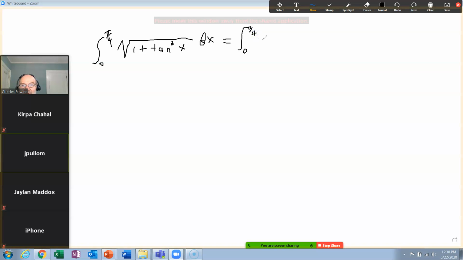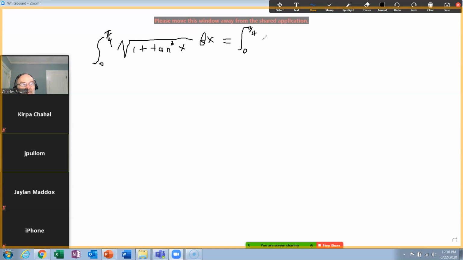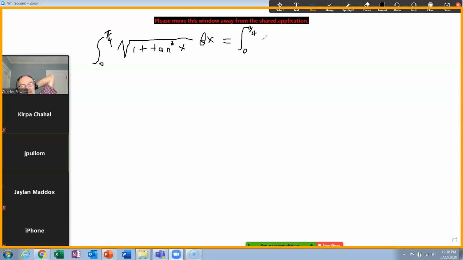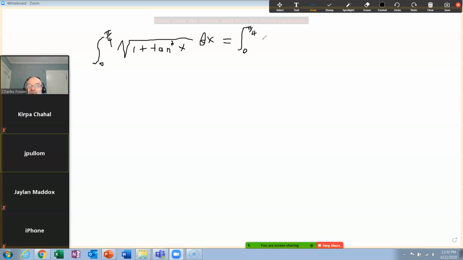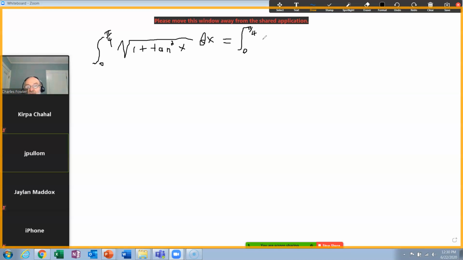Zero to pi fourths. Well, 1 plus tangent squared, remember there are multiple ways to express the Pythagorean identities. Anytime you have a trig function with a square in it, think Pythagorean identity. Well, one of those is secant squared is 1 plus tangent squared. Now that comes from the fact that sine squared plus cosine squared is equal to 1, right? Divide both sides, everything on both sides, by cosine squared. Sine squared over cosine squared is tangent squared, plus cosine squared over cosine squared is 1, and that's equal to 1 over cosine squared, which is secant squared. So this inside the radical is a secant squared.